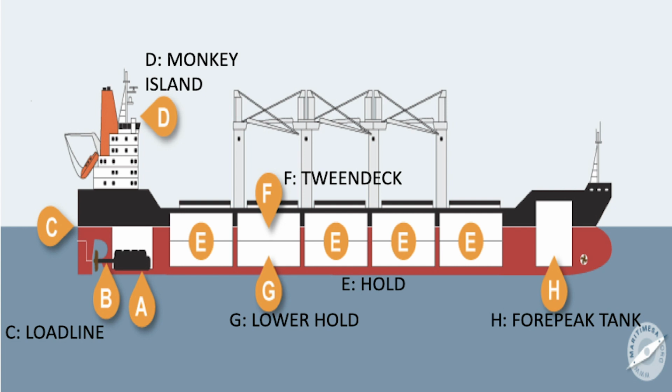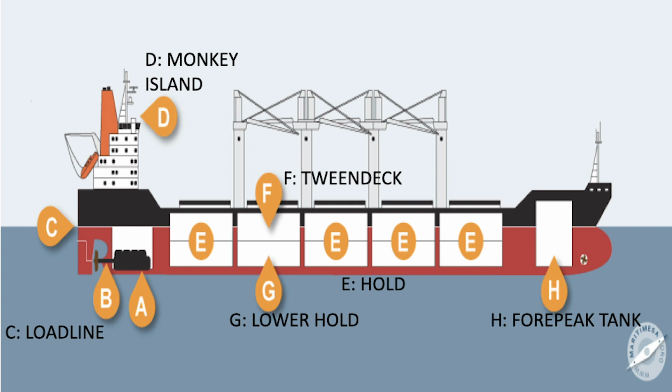The propeller shaft is a steel shaft to which the propeller is fixed. Load line is a special mark on the side of the ship indicating the level to which the ship may be loaded. Monkey Island, which is the deck above the wheelhouse. Hold, the place where cargo is kept on the ship.